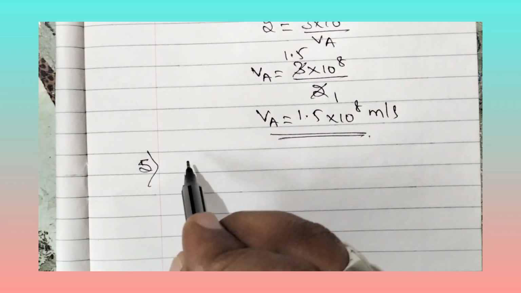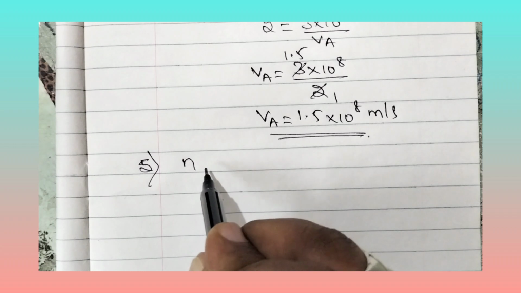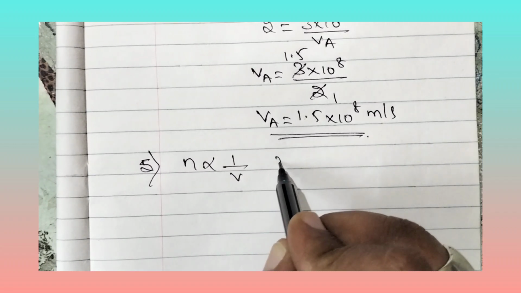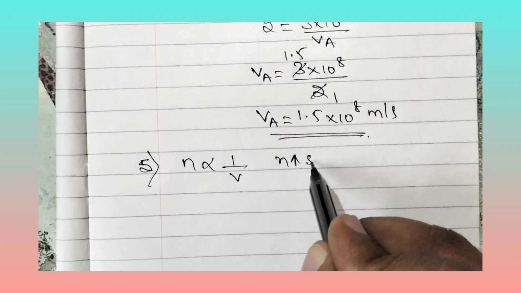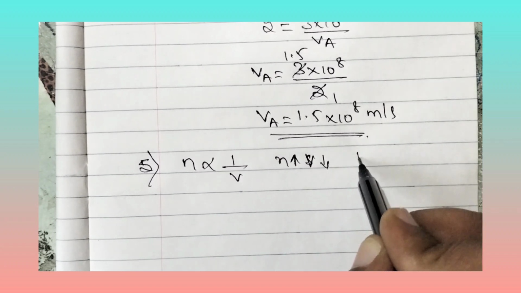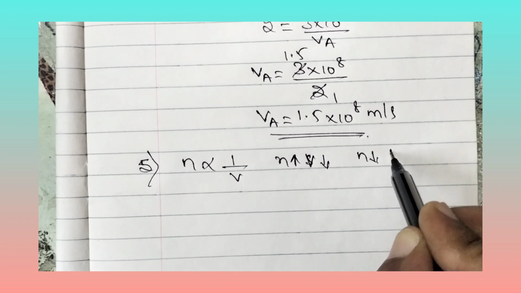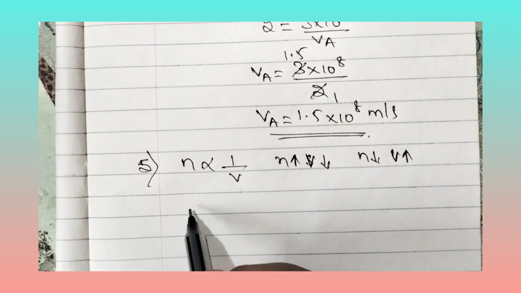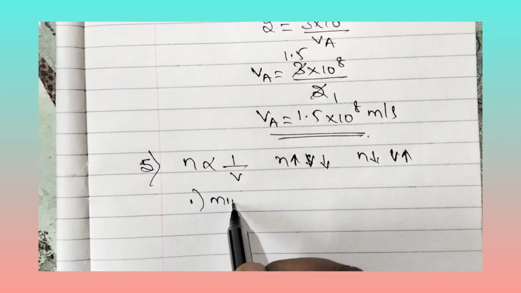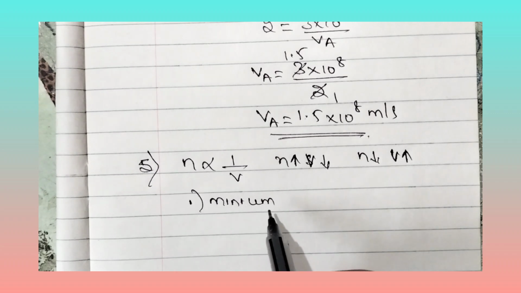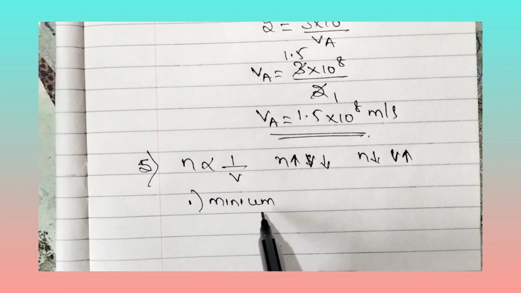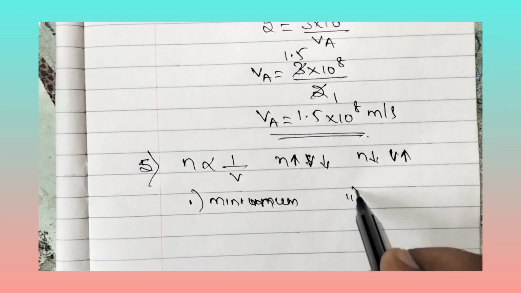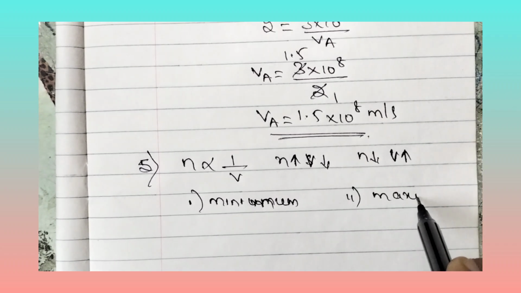So we know the relationship between refractive index and speed. Refractive index is inversely proportional to speed. That is, as refractive index increases, speed decreases. As refractive index decreases, speed increases. So this is the relation. So among these, they asked in which medium the speed of light will be minimum, and in which medium the speed of light is maximum.